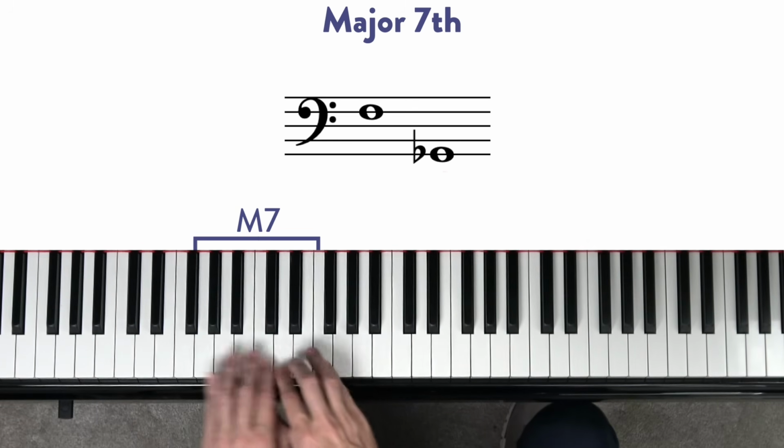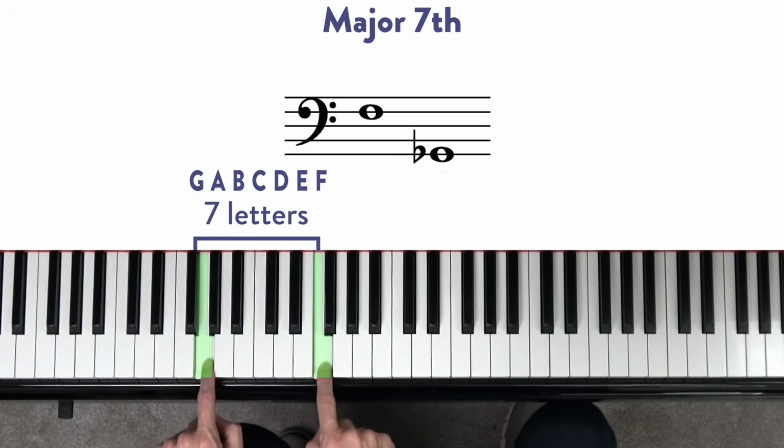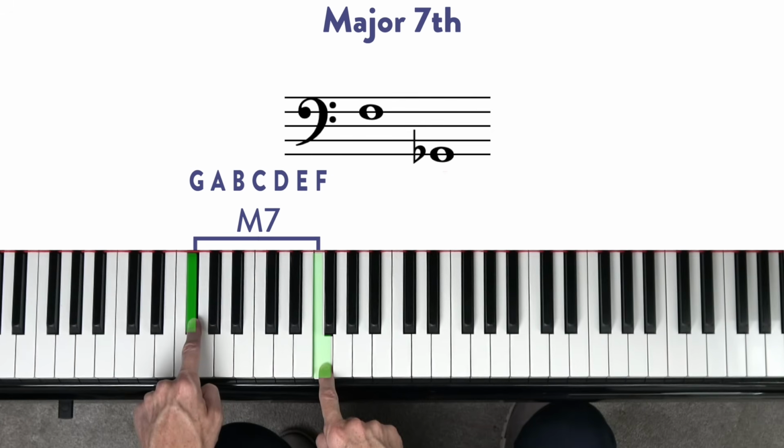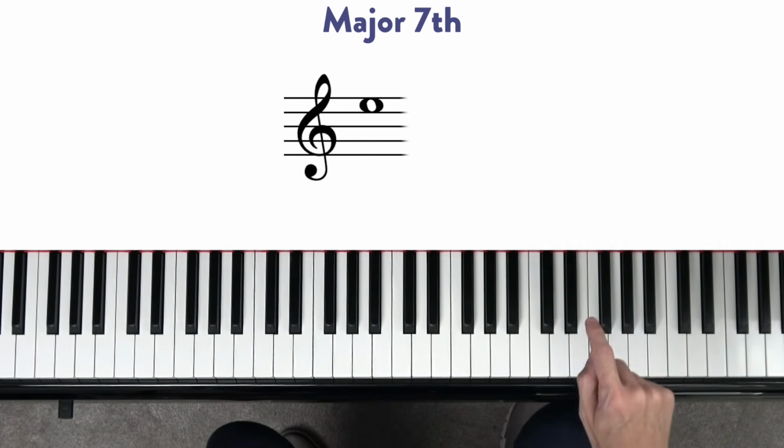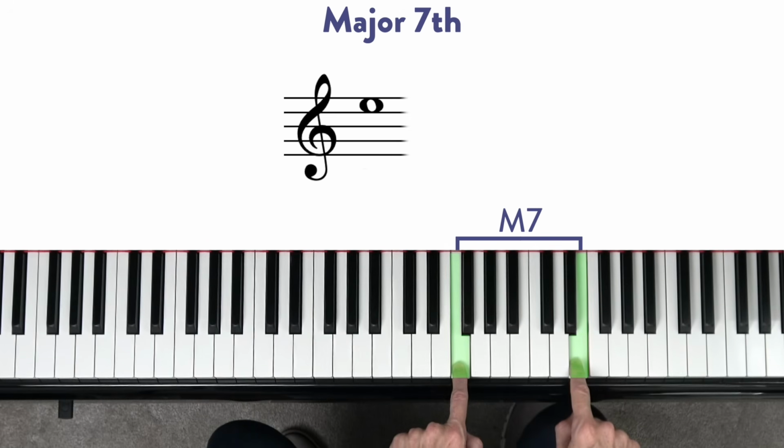We want it to be the distance of 7 letters. Then we have to flat it to make it a major seventh. So G flat to F. One more. What is a major seventh below this E? If you're pointing here, you are correct. And what would we call this?